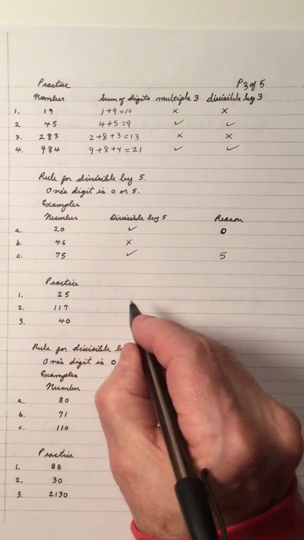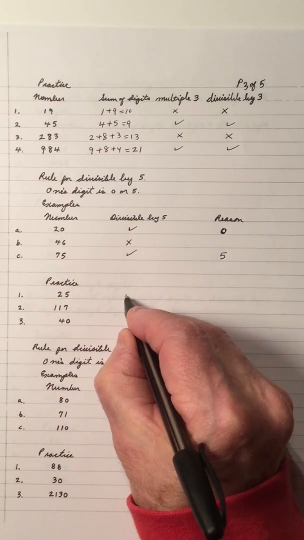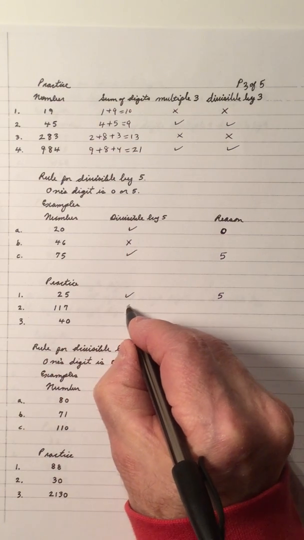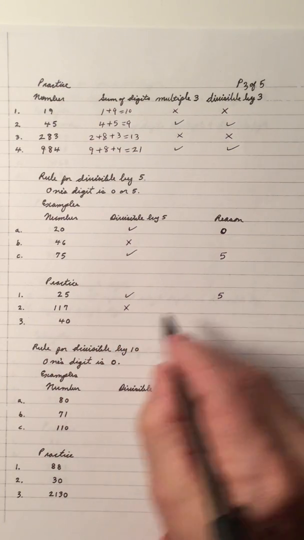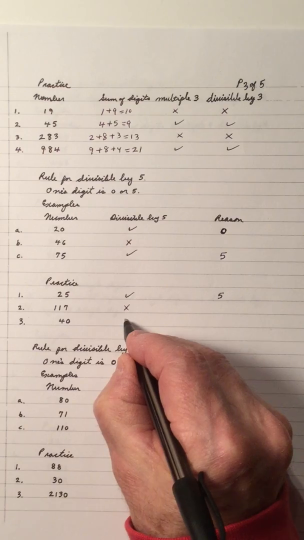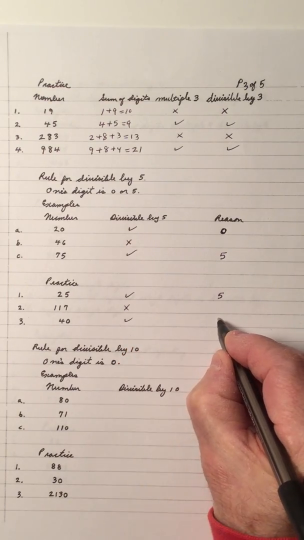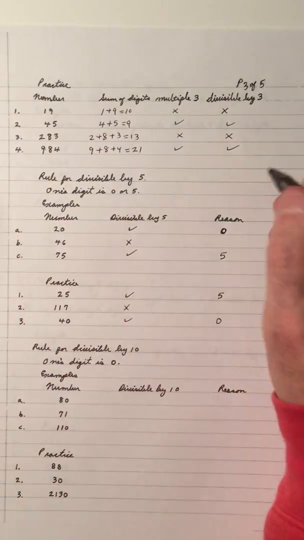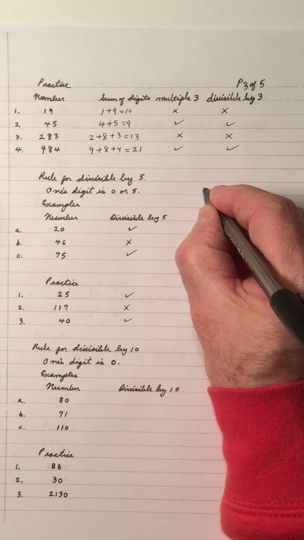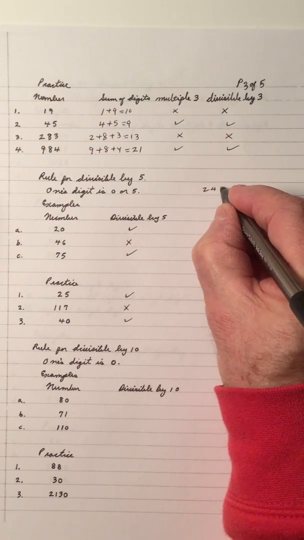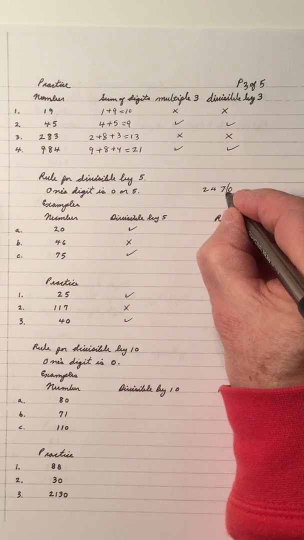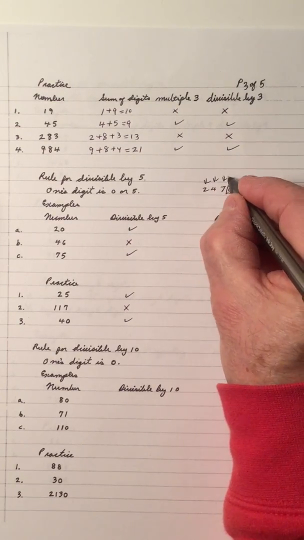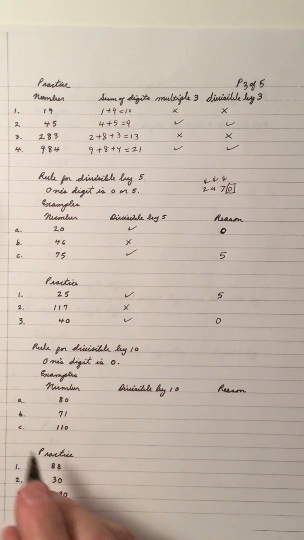Practice. 25 is divisible by 5 because it ends in a 5. 117 is not divisible by 5 because it ends in a 7. 40 ends in a 0, so it's divisible by 5. So if it ends in a 0 or a 5, the ones digit, which is on the end, just a reminder, 2, 4, 7, 0. The ones digit is on the end because that's thousands, hundreds, tens, the ones digit.